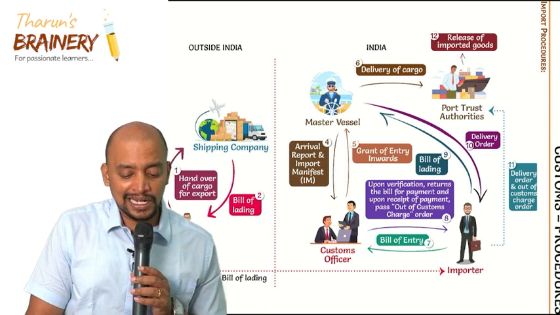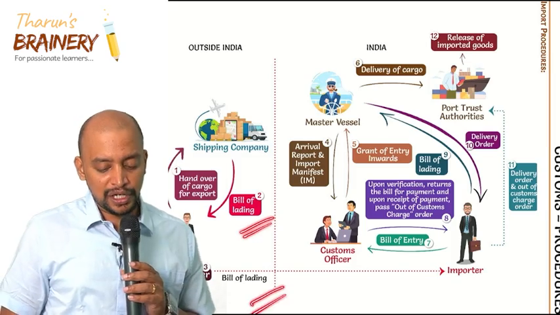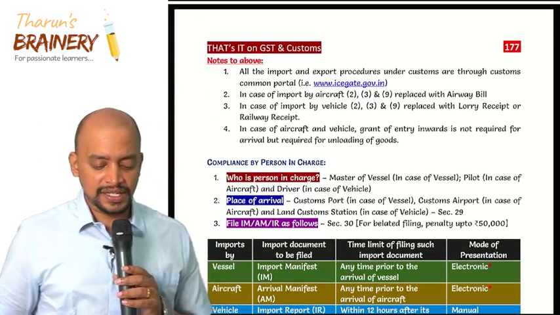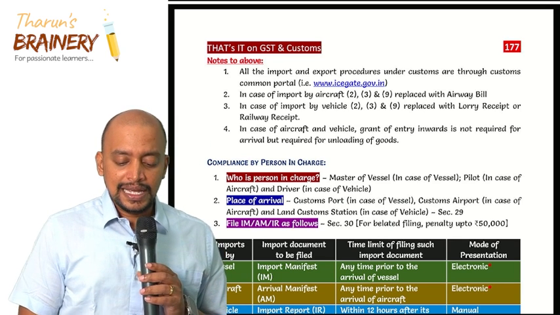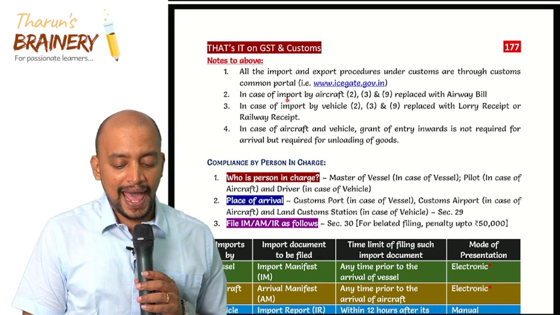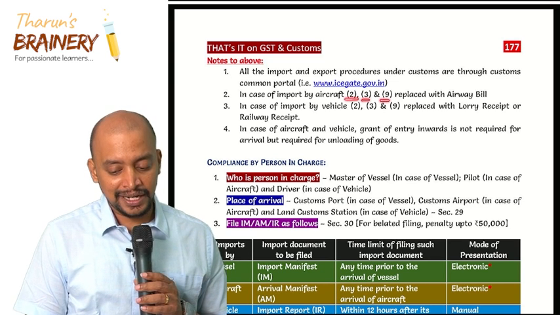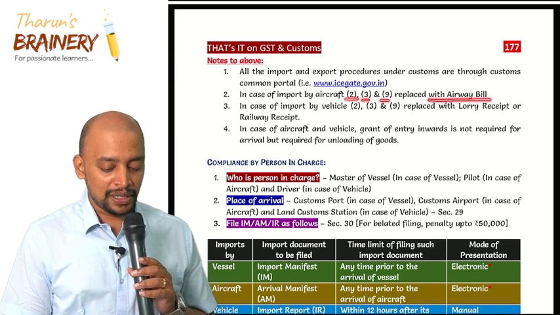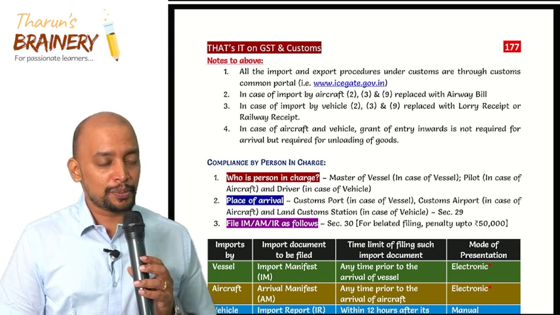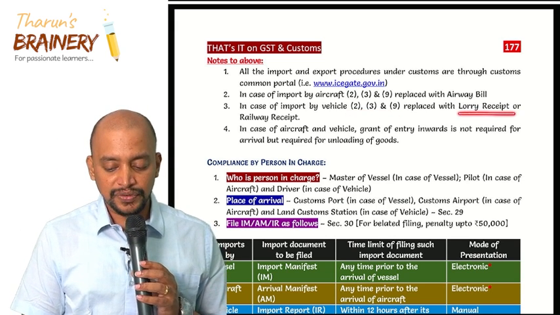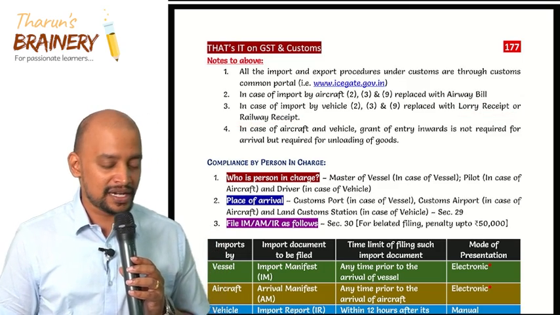If it is vehicle, the name of this document will be called as lorry receipt or railway receipt. You can see that below. In case of import by aircraft, point number 2, point number 3 and point number 9 are replaced with airway bill. Same way in case of import by vehicle, point number 2, 3 and 9 are replaced with lorry receipt or railway receipt.